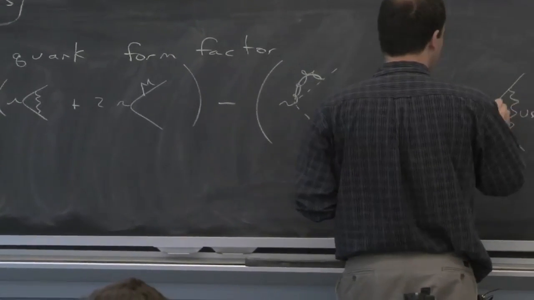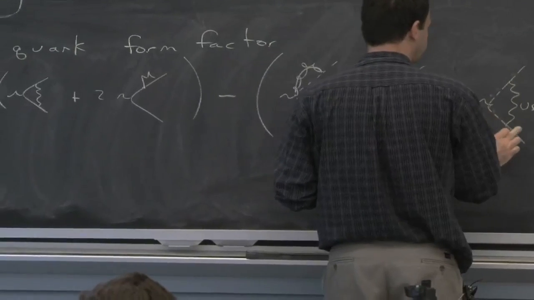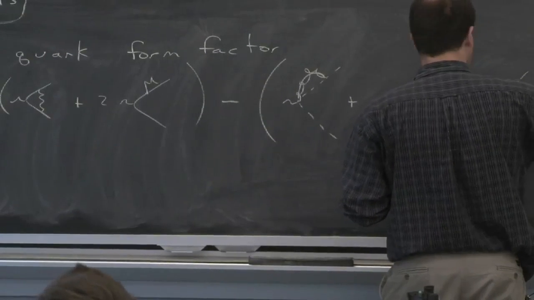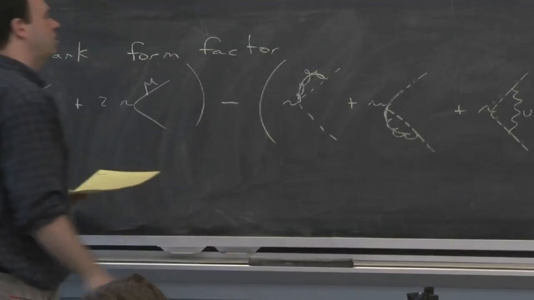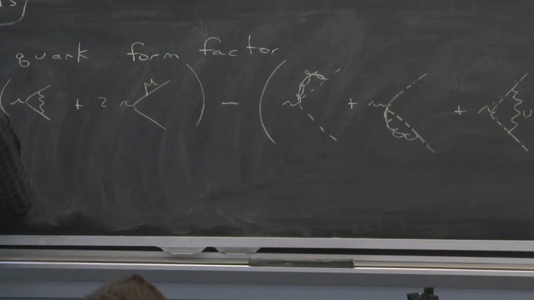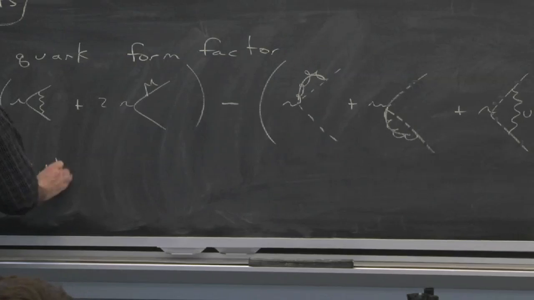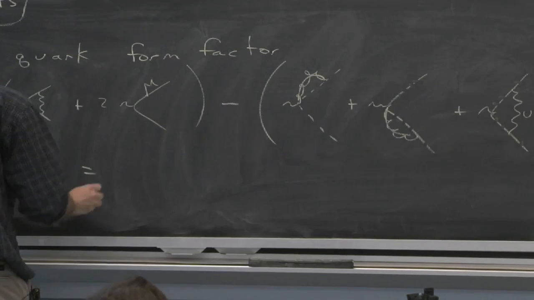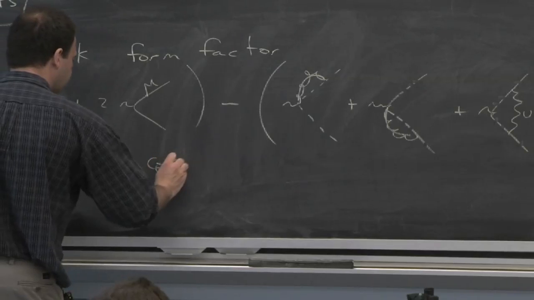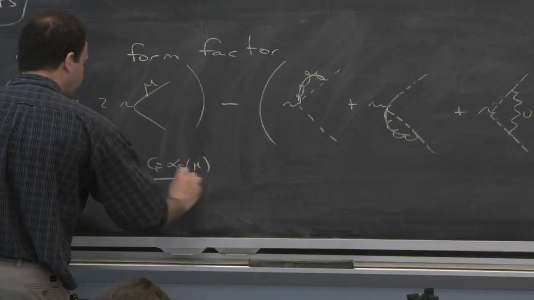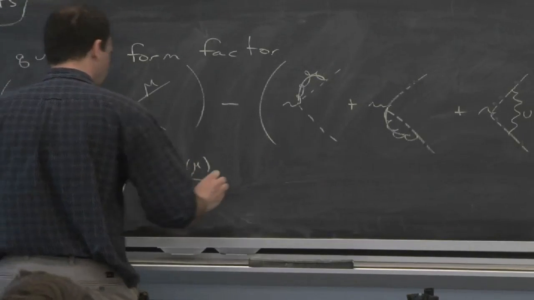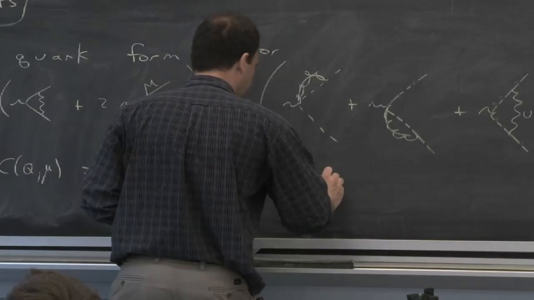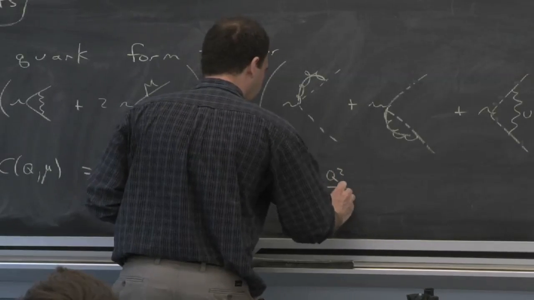So those are collinear gluons. This is an ultra-soft gluon. And there's some wave function graphs that you can consider. We form the difference. And at one loop, we check that all the IR divergences between this and this cancel. And then we get the Wilson coefficient. So this is very, very analogous to the example that we did when we were doing a heavy-to-light current.